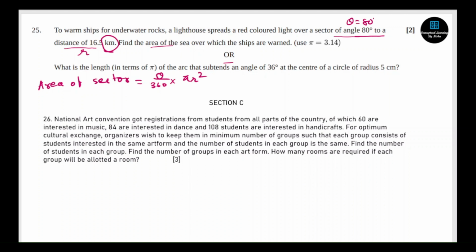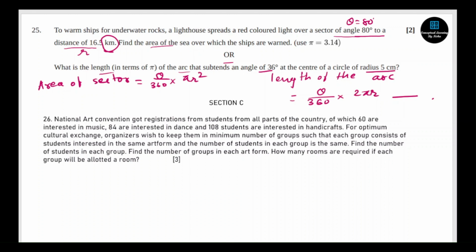Now the OR question. See, you have to solve any one of them, but let's solve this. So length of the arc we have to find. So length of the arc is what? Length of the arc is nothing but theta over 360 again, correct? Into the circumference, which is 2 pi r. Here also the radius is given, theta is given. So it's a straight question and you have to substitute the values. You can solve this. So please write the answer in the comment box. You have to write the proper unit as well. Alright.